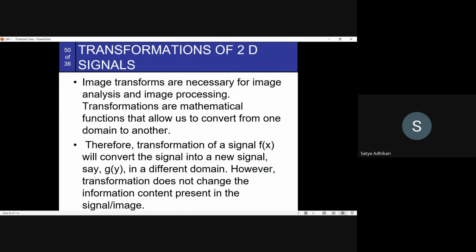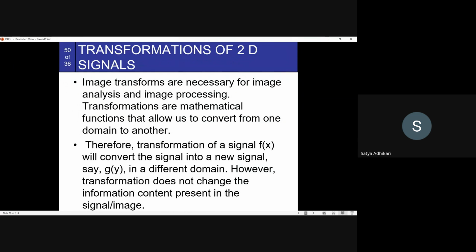Transformation. What do you mean by the word transformation? Can you tell what the word transformation means? Change. In the dictionary, transformation is the change of one form to another. Image transforms are necessary for image analysis and image processing. Transformations are mathematical functions that allow us to convert from one domain to another. Some domains are not familiar or comfortable for us, so we can convert to another domain.